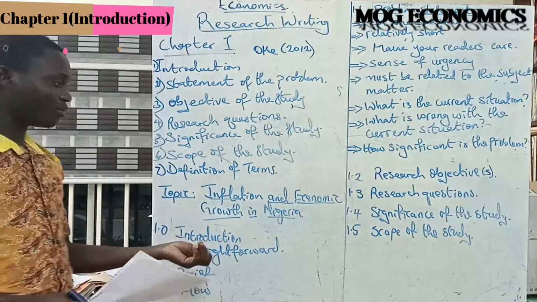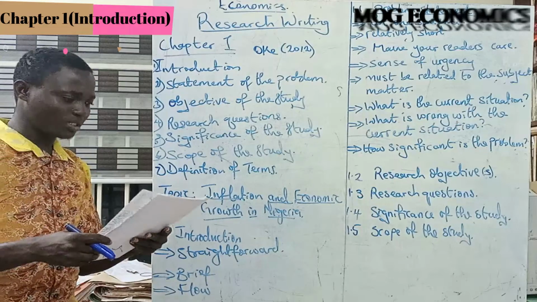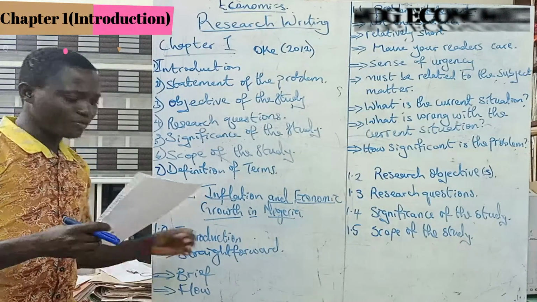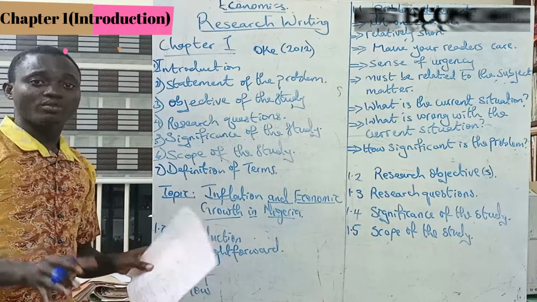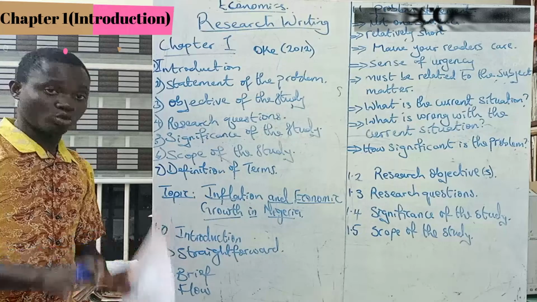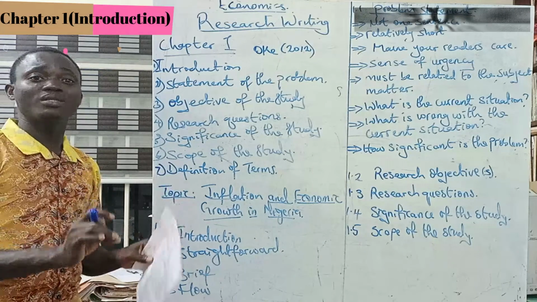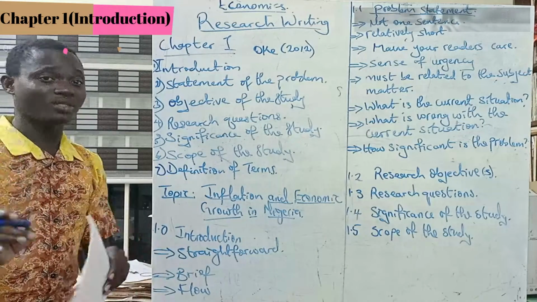Now for this topic, inflation and economic growth in Nigeria, I wrote a problem statement and I'm going to read it. First, I want to talk about the situation of things. If you are in Nigeria right now, this is 2022, according to the National Bureau of Statistics, Nigeria's inflation rate is around 17. It's not even around, it's 17.71%.